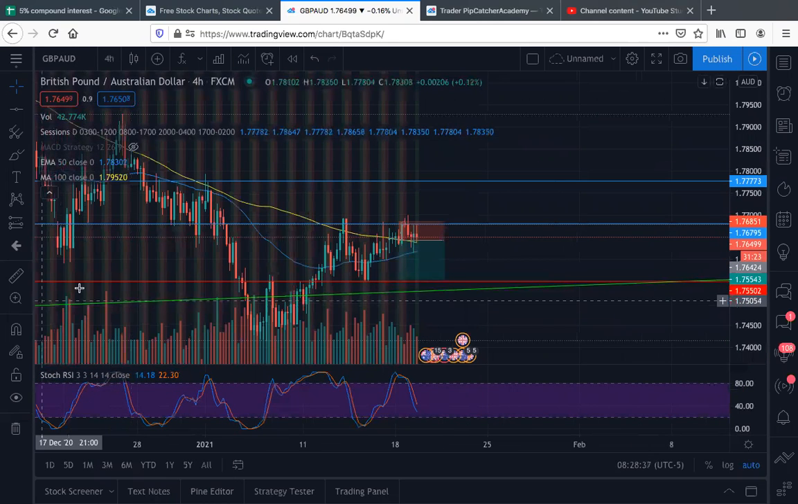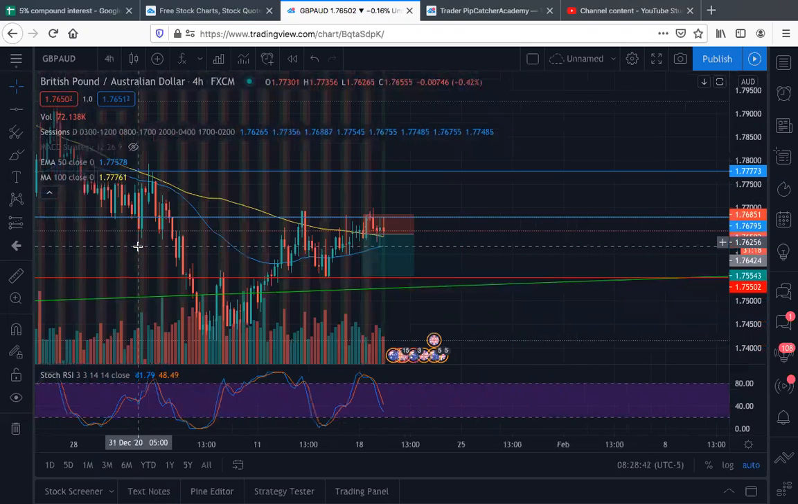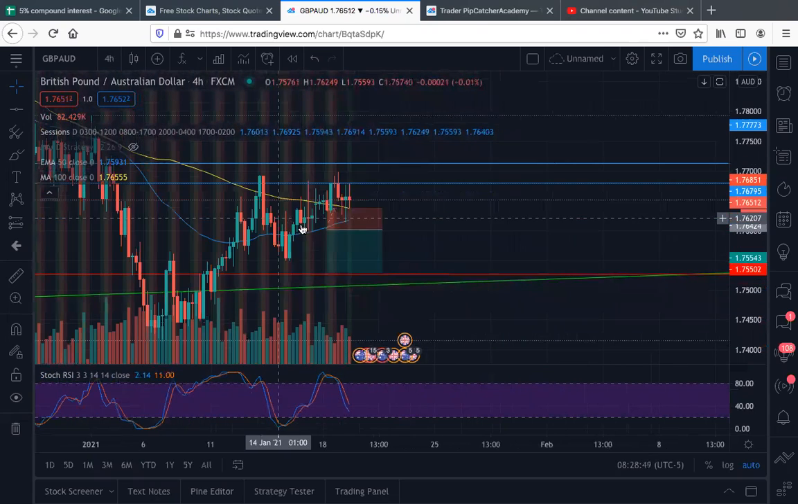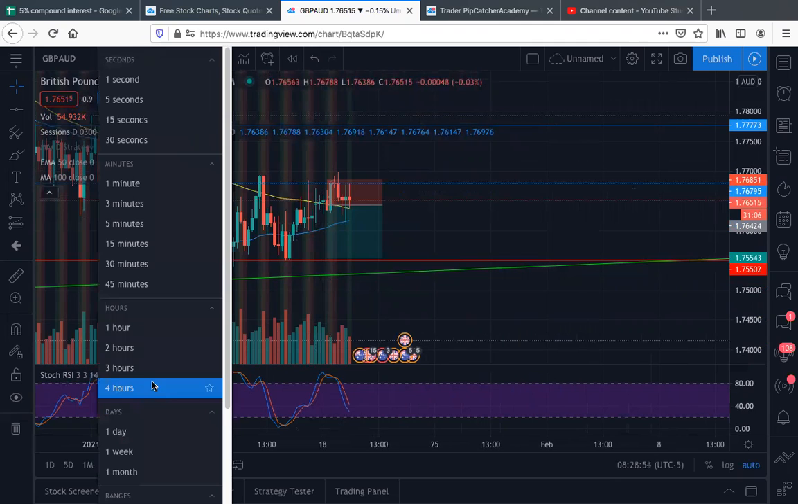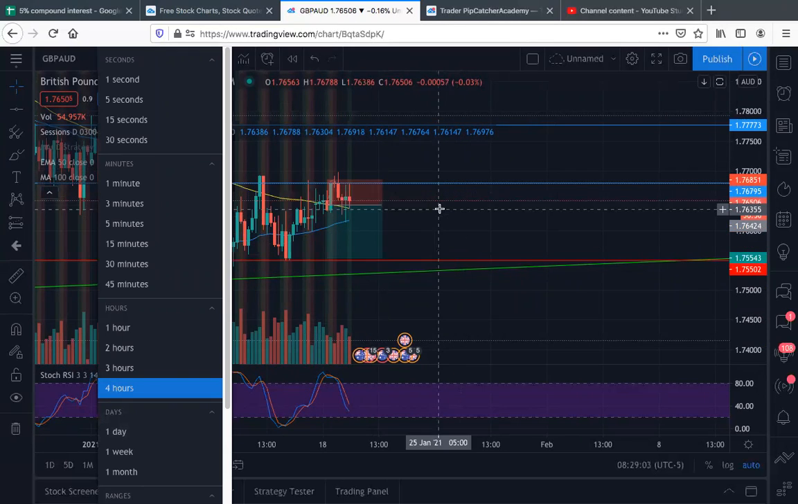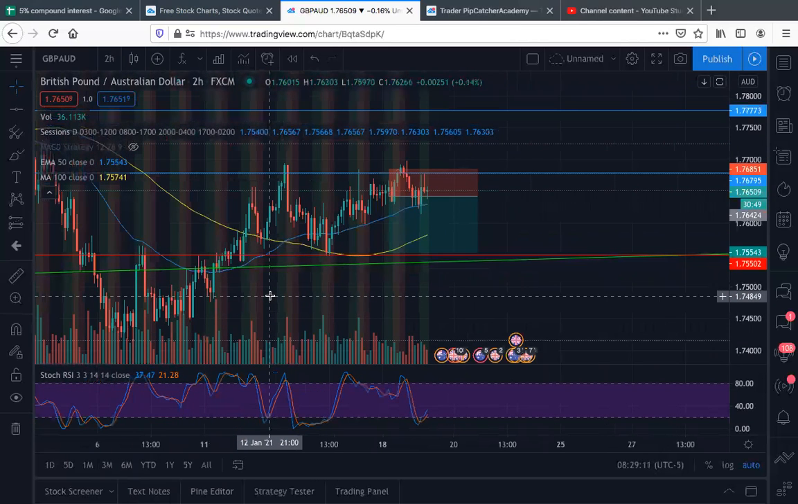We know that out of all of these pairs, this one sometimes has a mind of its own. On the 4 hour, we did break above the 100 period moving average, and it looked like it could be holding as support as of right now. It's been holding that support for 4, 8, 12, 16 hours, which is a really good sign actually. We go to the 2 hour, we're getting that cross on the 2 hour.